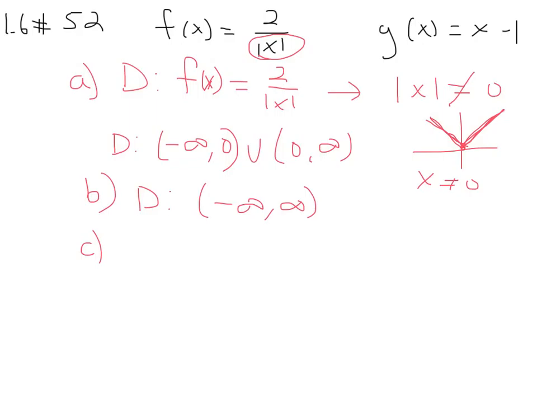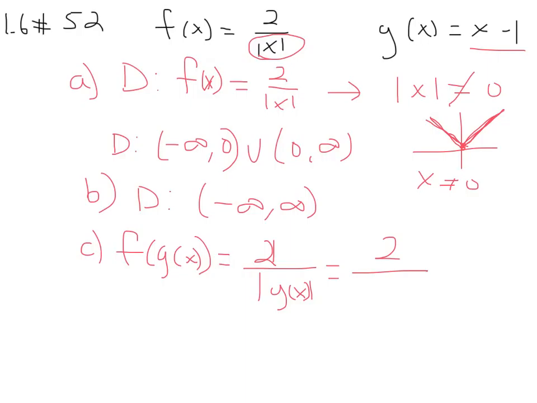Our composition function, f of g, right, f of g of x, means that everywhere where there was an x, we now have a g of x. So that's going to be 2 over the absolute value of g of x. g of x is this x minus 1. So it's going to be 2 over the absolute value of x minus 1.